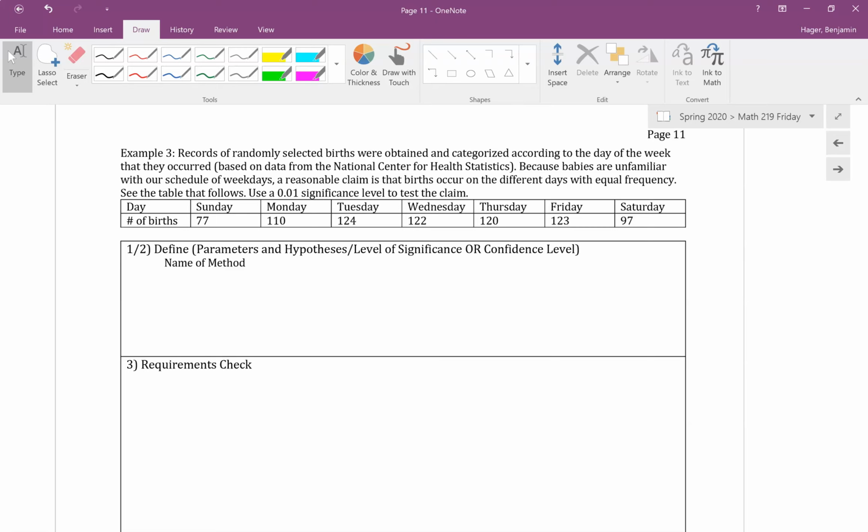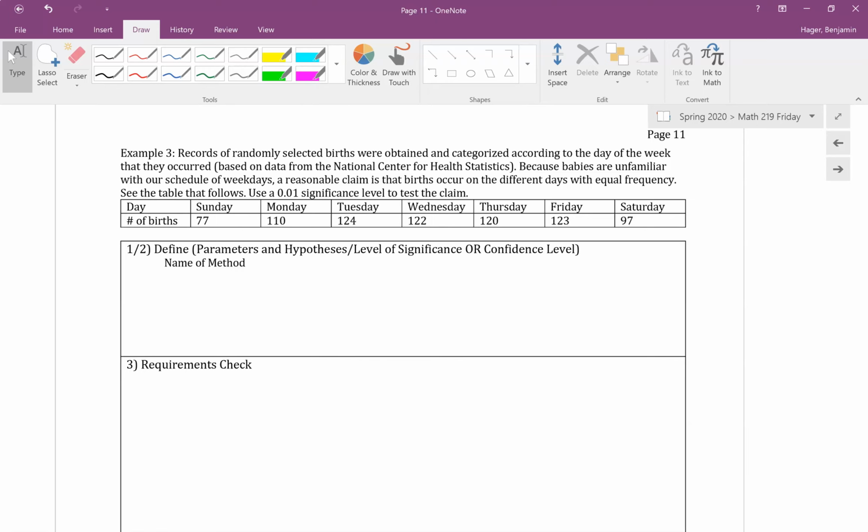Because babies are unfamiliar with our schedule of weekdays, a reasonable claim is that births occur on the different days with equal frequency. In other words, since babies don't know what day it is, we should expect to see the same number of births on Sunday and Monday and Tuesday and Wednesday and Thursday. There's no reason to think that it would favor one day or the other. At least that's the claim, okay?